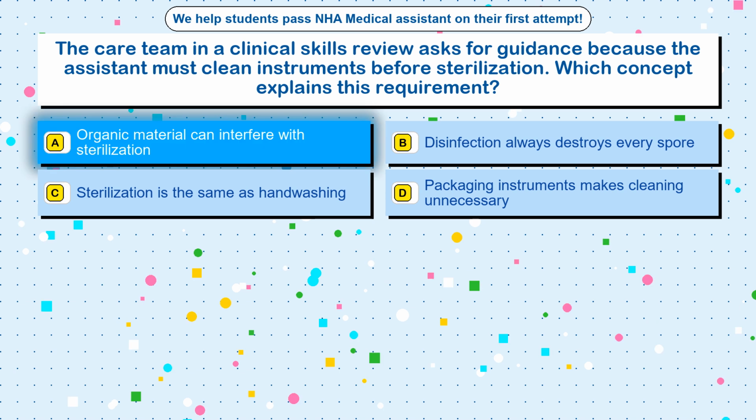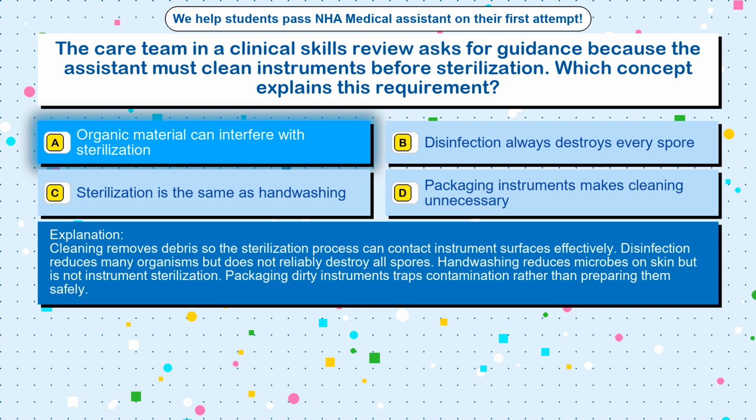Organic material can interfere with sterilization. Cleaning removes debris so the sterilization process can contact instrument surfaces effectively. Disinfection reduces many organisms but does not reliably destroy all spores. Hand washing reduces microbes on skin but is not instrument sterilization. Packaging dirty instruments traps contamination rather than preparing them safely.